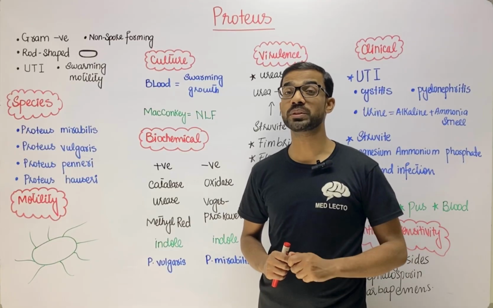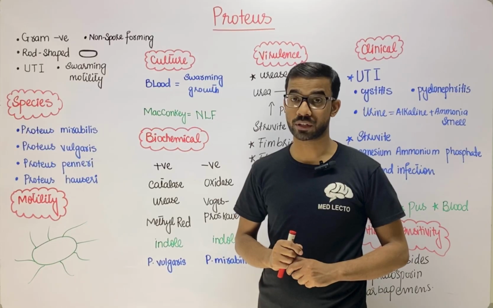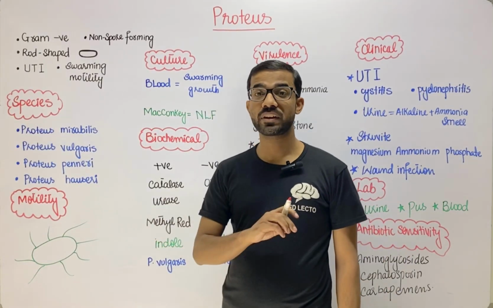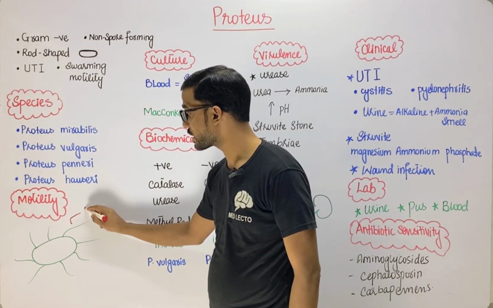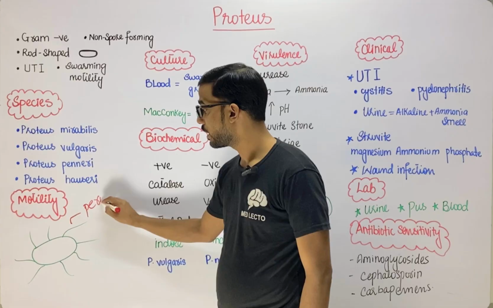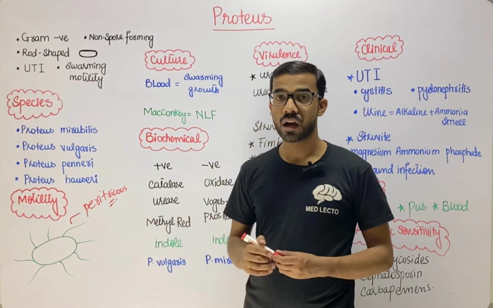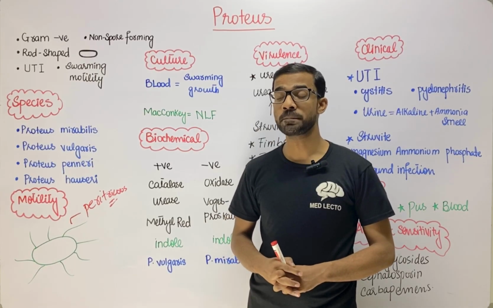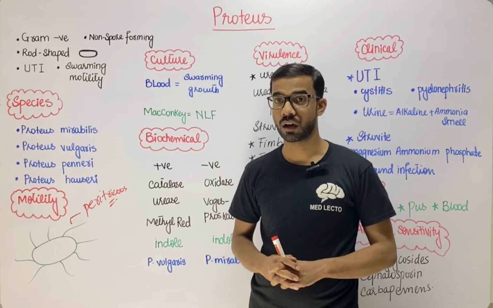It is due to the flagella that surround the Proteus. This condition, when the bacteria have flagella all over the body, is called the peritrichous condition. Flagella cover the whole bacteria. That's why, most importantly, it shows the swarming effect on the blood agar.